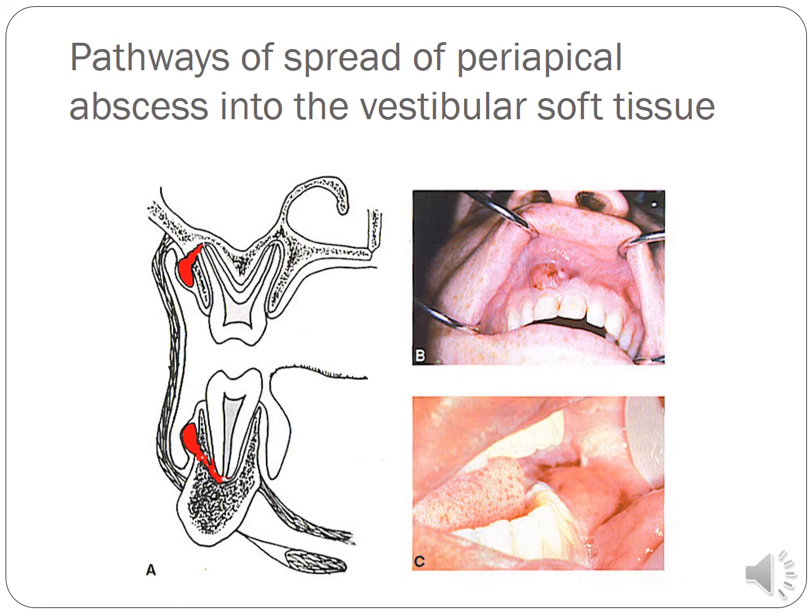This represents the pathway of spread of periapical abscess into the vestibular surface. So you can see an infection from the molar region which perforates the buccal cortex and then exhibits on the vestibular soft tissue. The red band represents the pus which goes from the periapical region, perforates the cortex, and then shows as a swelling in the vestibule. So you can see clearly the obliteration of the vestibule in the pictures.